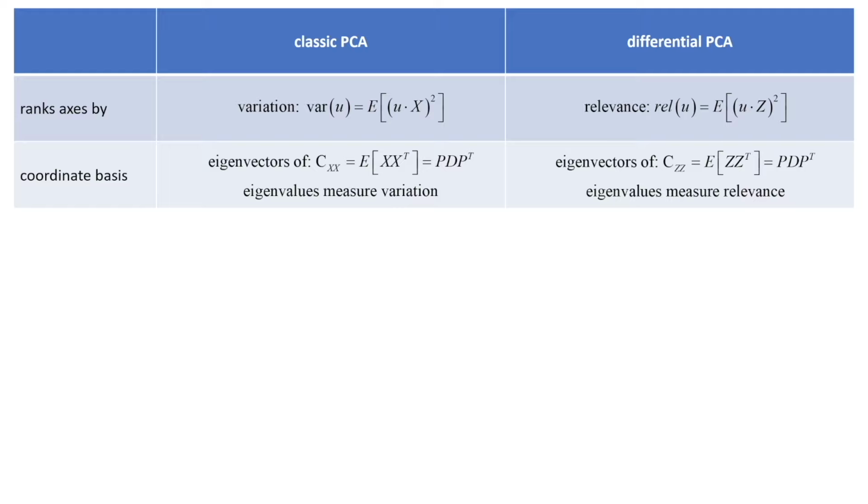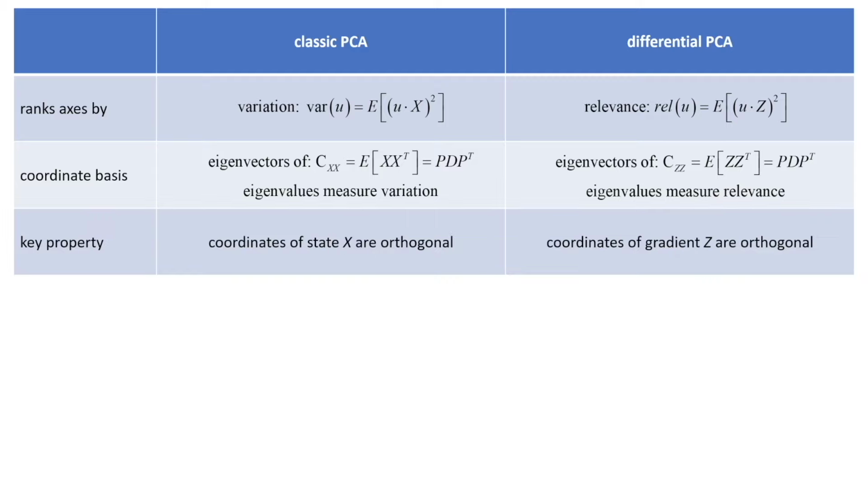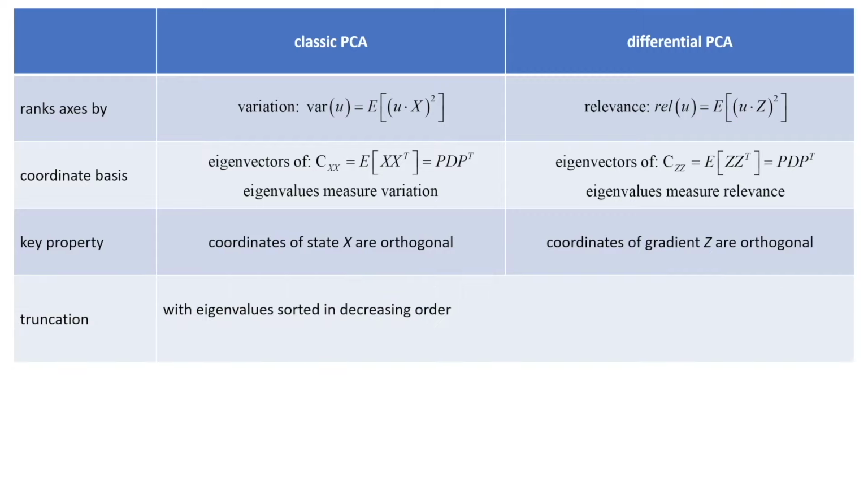Differential PCA uses the eigenvectors of the covariance CZZ of the gradient z. The reason for those rotations is to obtain orthogonal coordinates of the states x with classic PCA, or the gradient z with differential PCA. So, for classic PCA, the eigenvectors P refer to CXX, whereas for differential PCA, they refer to CZZ. With this difference in mind, the implementation is identical.